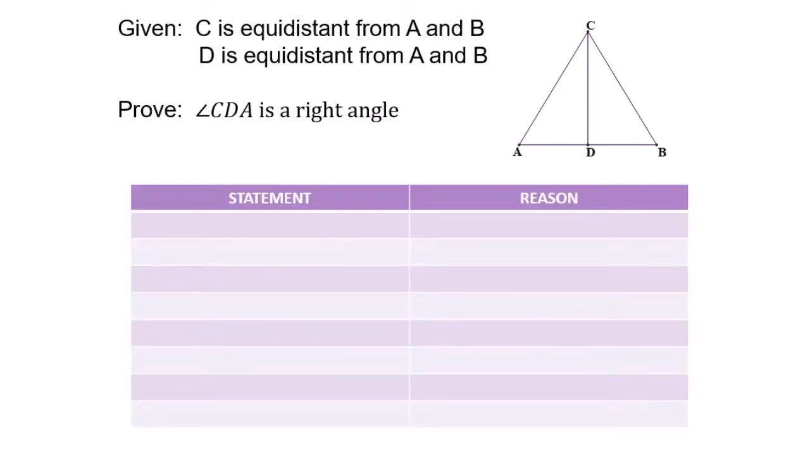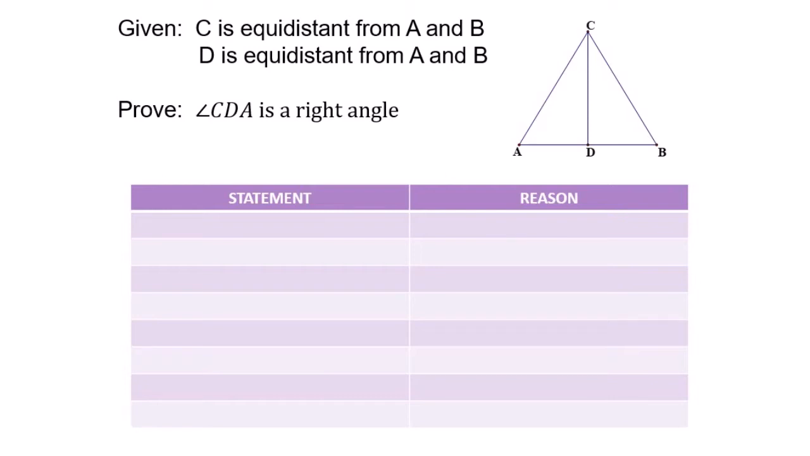All right, so here's a proof using our new theorems. So we're given that C is equidistant from A and B, and that D is equidistant also from A and B, okay? And so we want to prove that angle CDA is a right angle, CDA, okay?